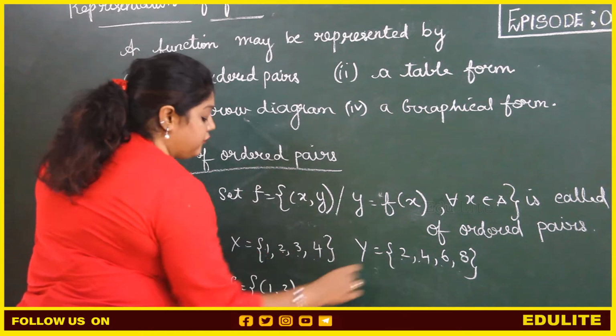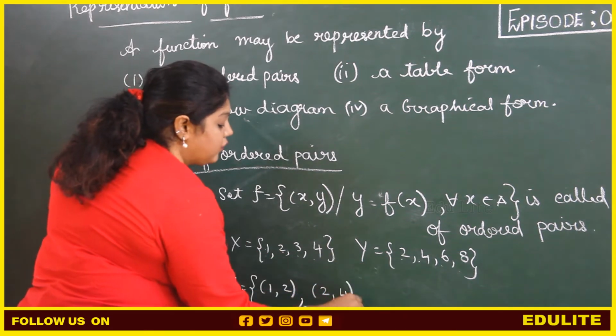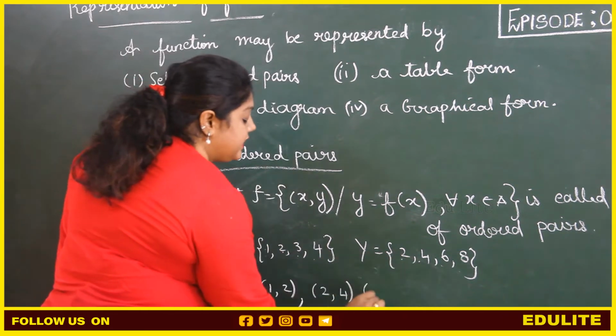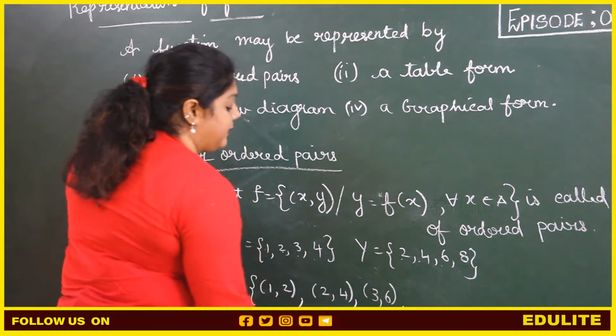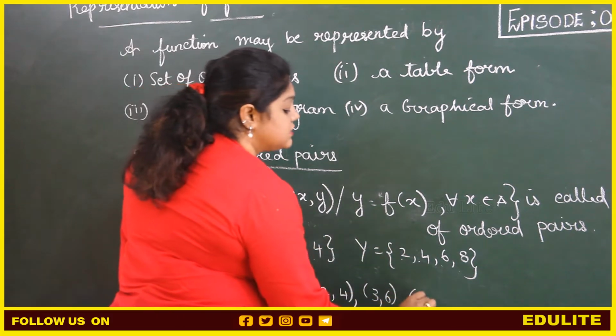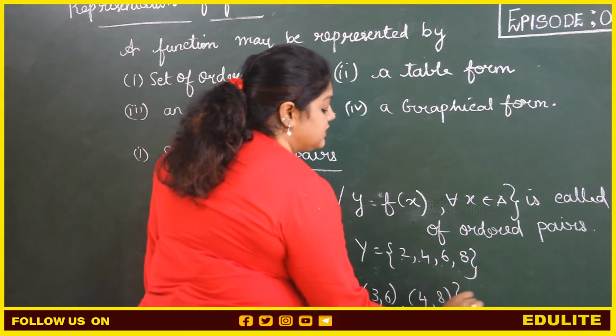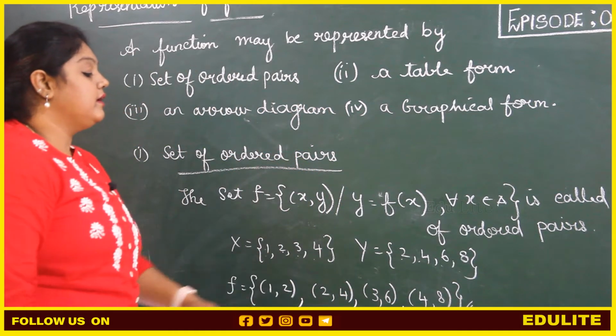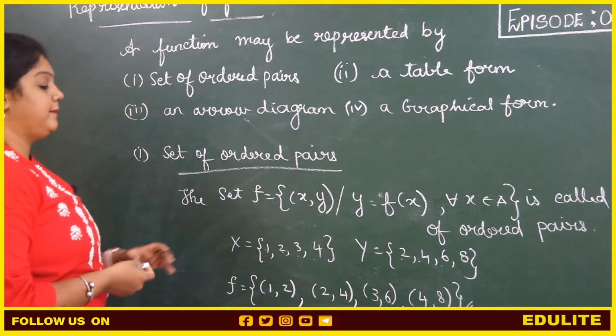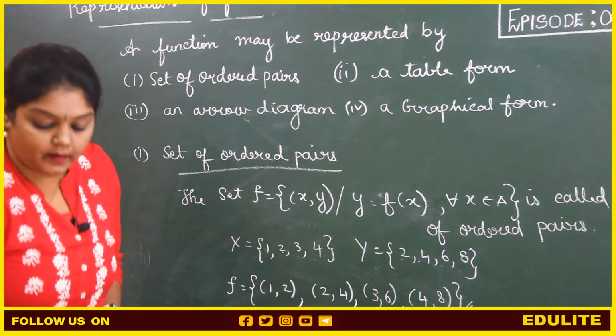So (2, 4), that is, 2 is mapped to 4. The third pair is (3, 6), which means 3 is mapped to 6. And the fourth pair is (4, 8), which means 4 is mapped to 8. This is how we denote it in a set of ordered pairs. Next, we will move to the table form.